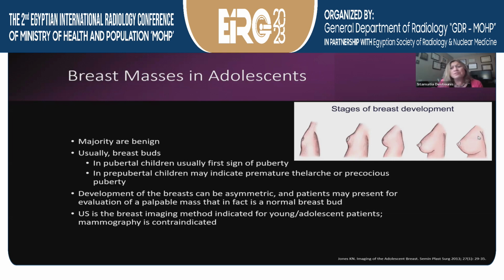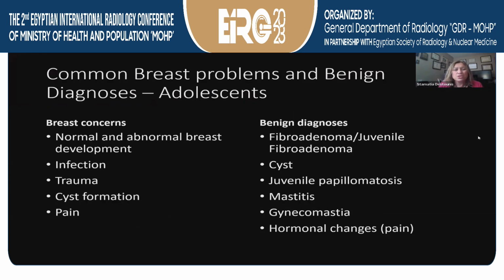So the development of the breast tissue may be asymmetric, and the patients may come in feeling a lump, or their parent felt a lump, or their physician, but it may actually be the breast bud, or it may be that they have asymmetric breast development. One breast may be larger than the other. So we usually will start with ultrasound for these young patients.